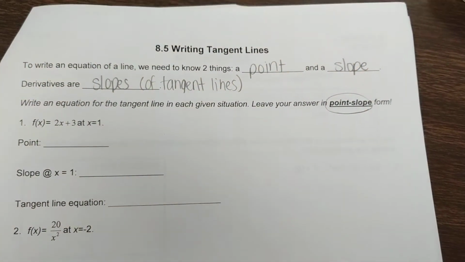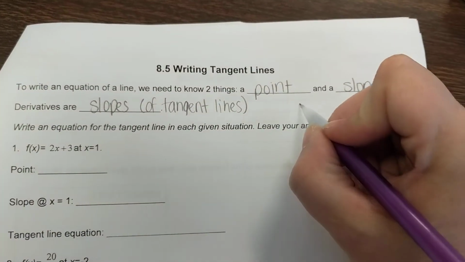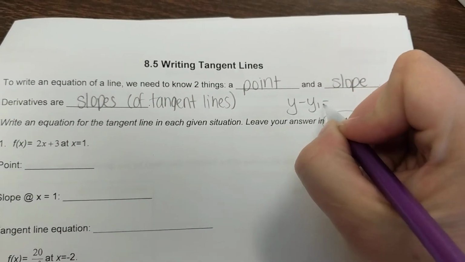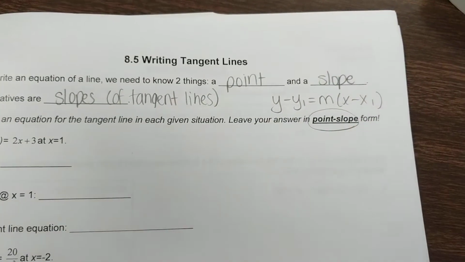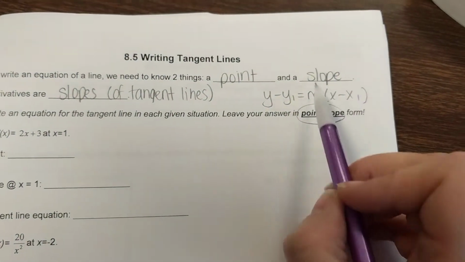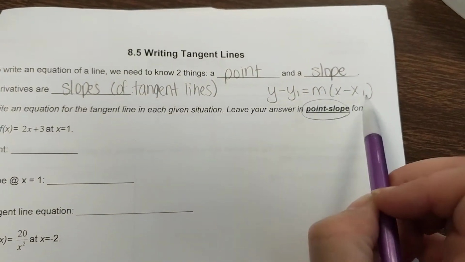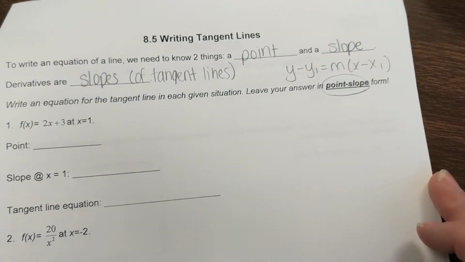Please leave your answers in point slope. So just a reminder that this is what point slope looks like. I don't need to put it in y equals mx plus b. I don't need it as a y-intercept. M is my slope, x1 and y1 are my ordered pair.